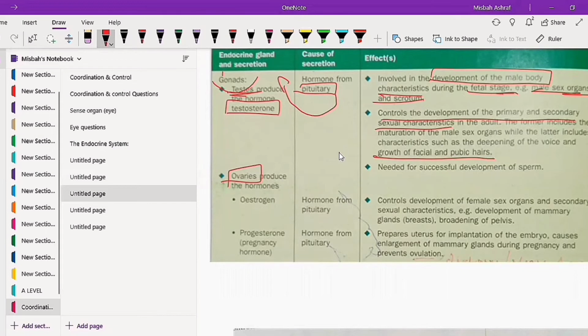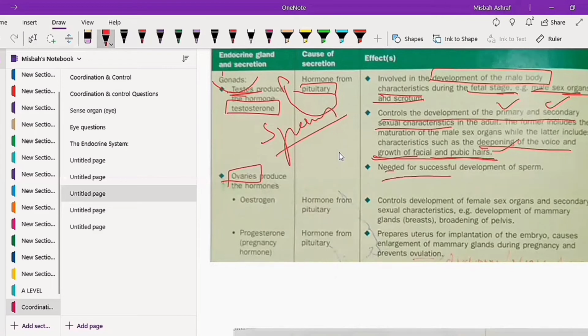Yeah. Right? Primary and secondary. Primary is the development of the sperms or sex cells. Secondary is the coarseness of voice, right? The coarseness of voice, deepening of the voice, then the growth of the facial hair, moustache and beard appears on the face. This is the secondary sexual characteristics.